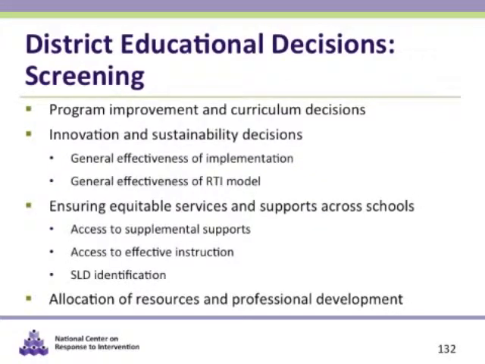So here's another look at the district level decisions that can be made using screening data. And we're going to look at some of this district level data and see how we can use screening to assist in the instructional decision-making process. And remember, we're looking at program improvement, curriculum decisions, innovation and sustainability, so the general effectiveness of what we're doing. We're going to be able to look at equitable services across schools and how we can support schools. And then we can also look at allocation of resources and professional development.